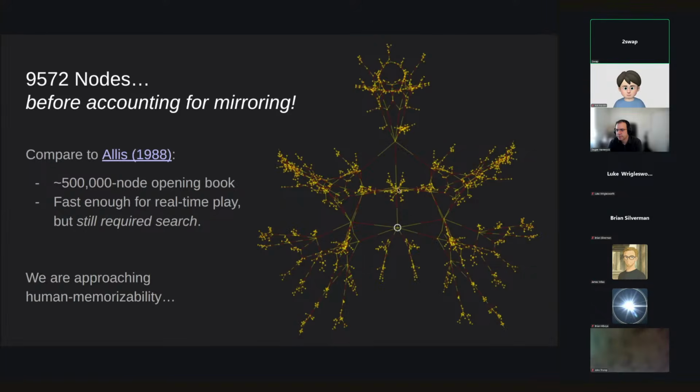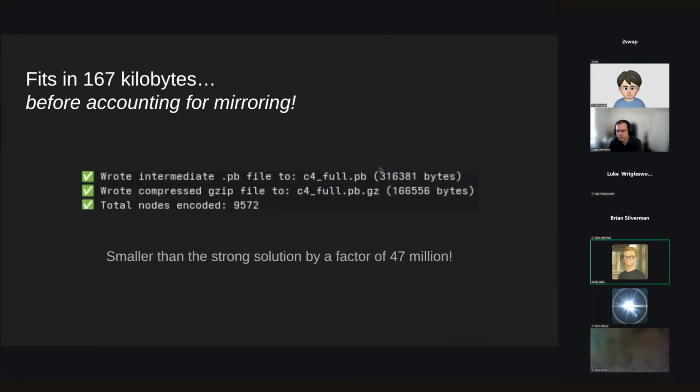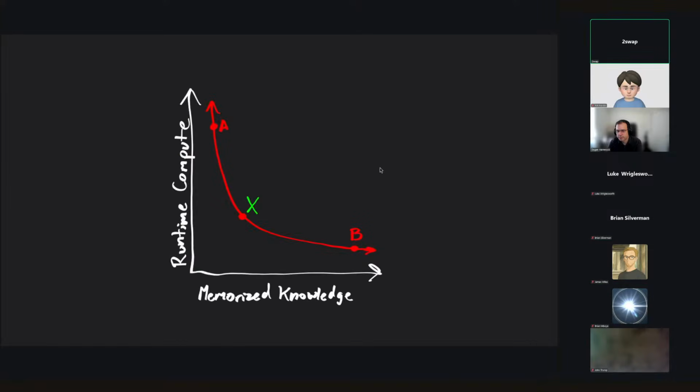In fact, at first I tried it without the rule of search for a winning move and search for an opponent's winning move, and I had so much trouble even constructing the graph to begin with that I ended up just abandoning that, and I had to add the small depth 1 search rule at the beginning. So would that be the equivalent of trading in some memorization for a little bit of compute? Yeah, that's exactly right. That's exactly the idea.